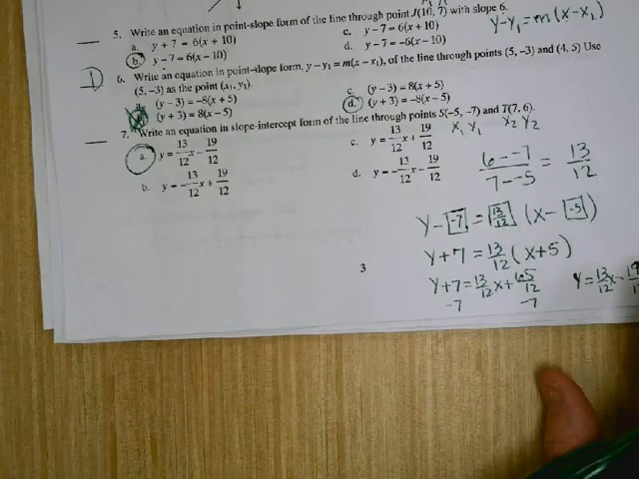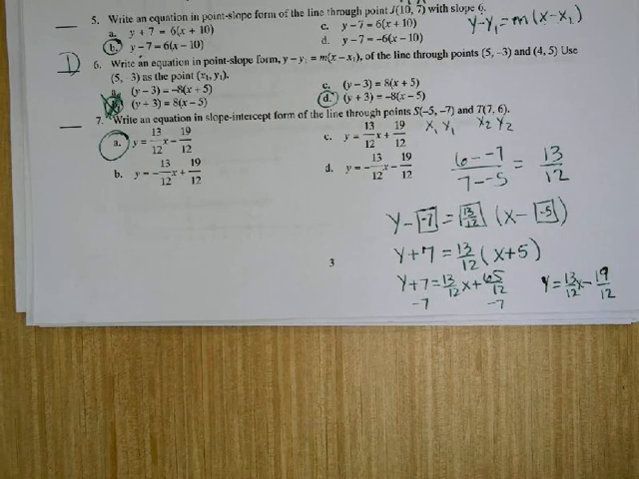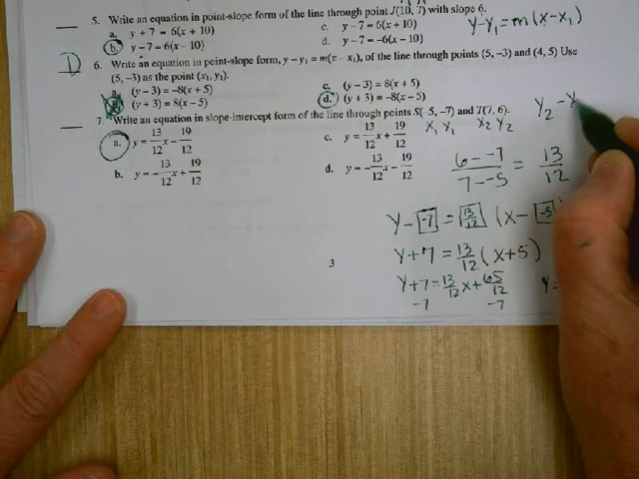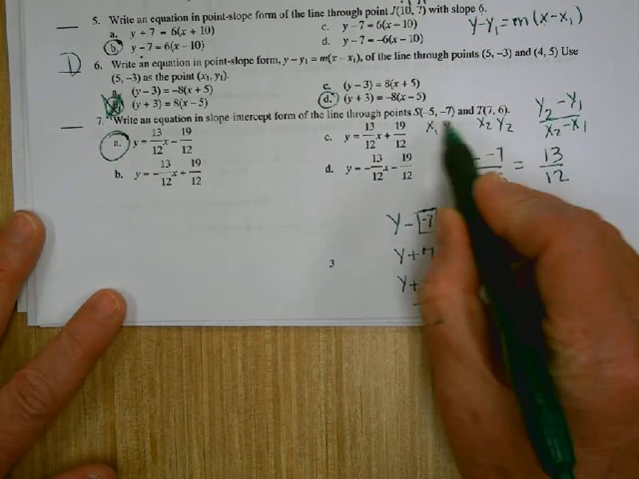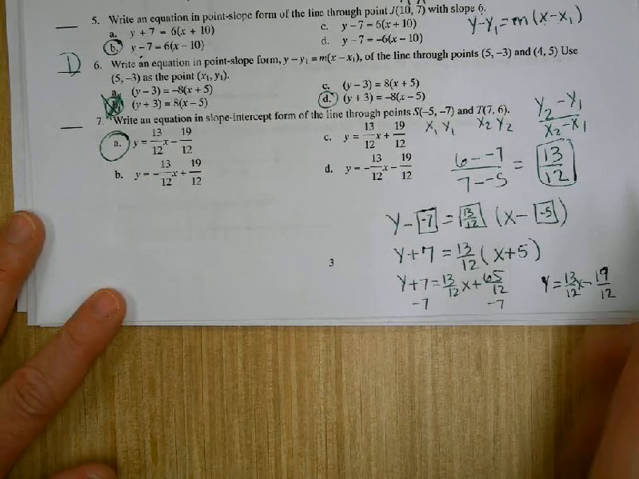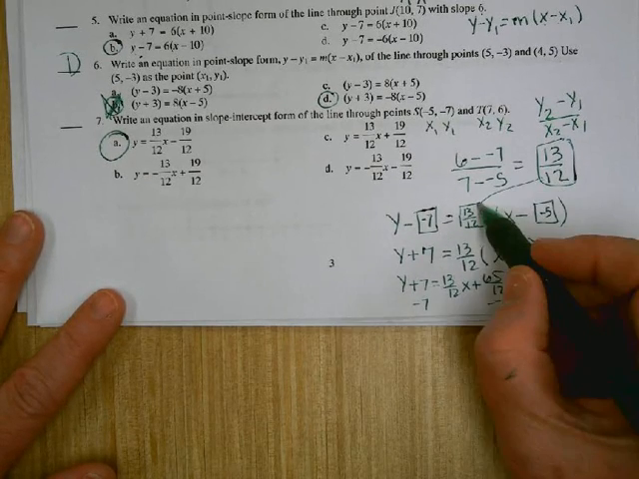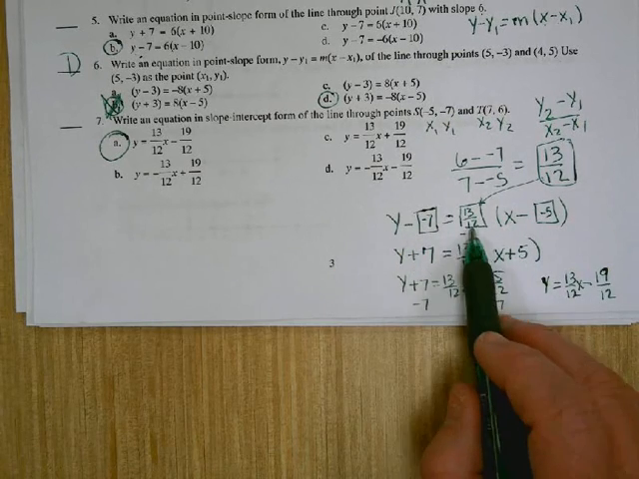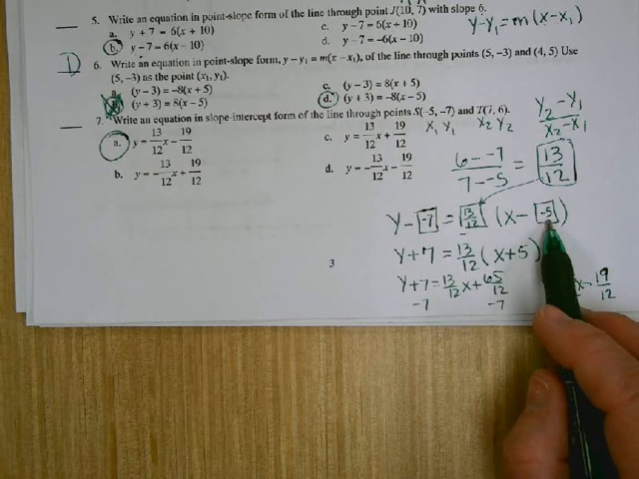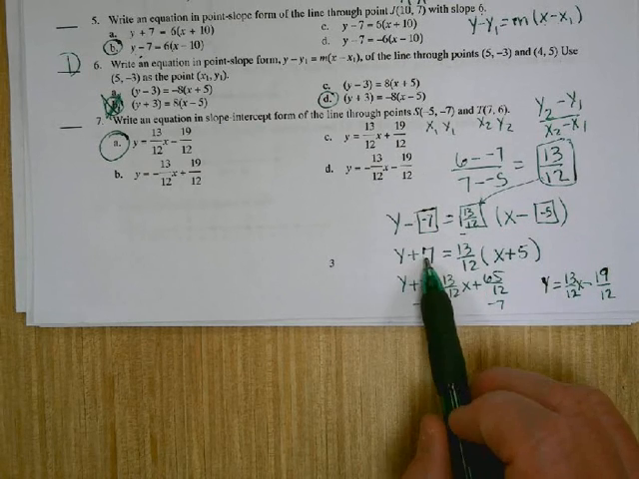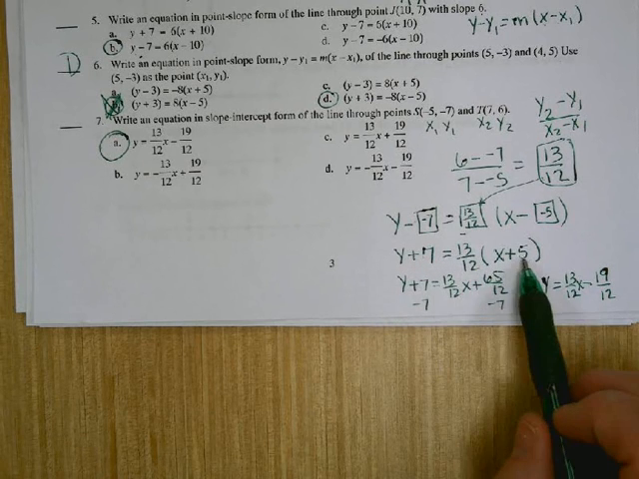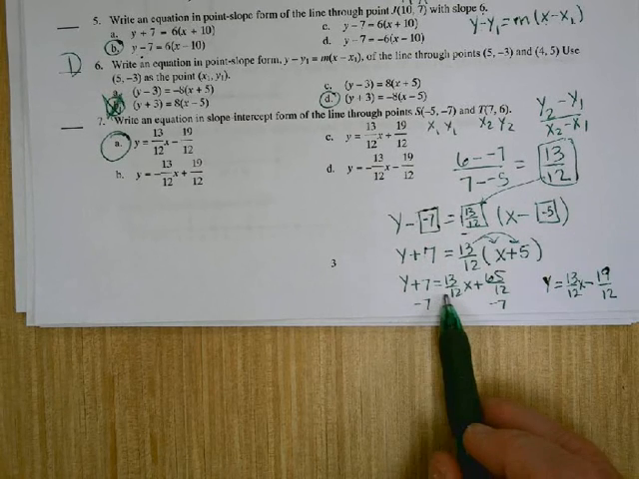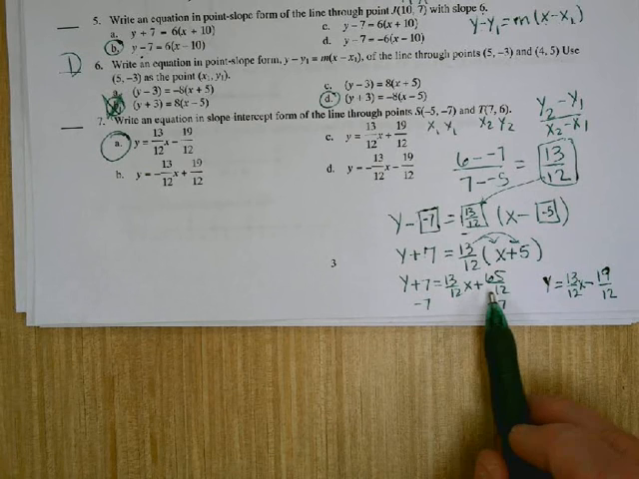Number 7, write an equation in slope-intercept form that goes through these 2 points. So the first thing you have to do is use your slope formula with these points to find that we have a slope of 13 over 12. You plug that in along with the points. We get y minus negative 7 equals 13 over 12 times x minus negative 5. This says y plus 7, changes to add, equals 13 over 12 times x plus 5. Distribute, y plus 7 equals 13 over 12x plus 65 over 12.